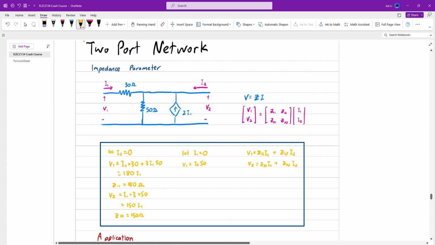With this equation, we can easily say that Z12 is going to be equal to 50 ohms. Now the final one is Z22. V2 equals I2 times 50. Again, pretty straightforward. You just take the current through here. Current is I2, so you get Z22 equals 50 ohms again. So you get these really nice impedance parameters, which you can express in terms of matrices.